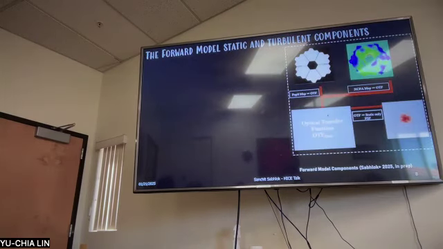So what are the forward model components? There are two parts to the forward model. One, you have the static part of the telescope, which is not changing on a per observation basis, or you have an assumption that it's not changing on a per observation basis. So there's your pupil map, which is the most reliable and the biggest contributor to your PSF.